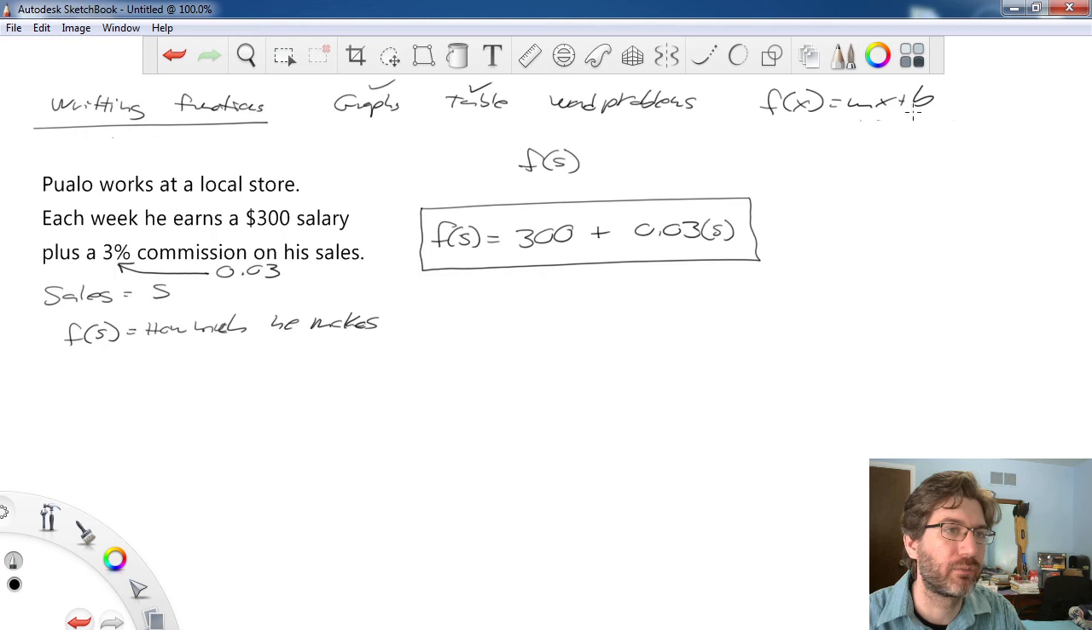You might want to rewrite it so it looks more like this. In that case, it would be f of S equals 0.03, which is your m value. This here is your slope.